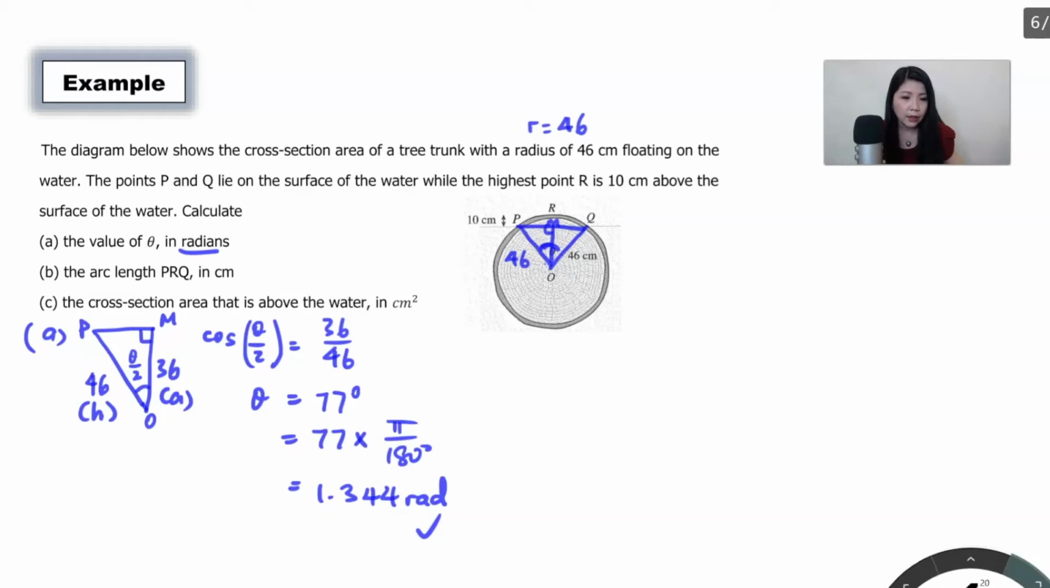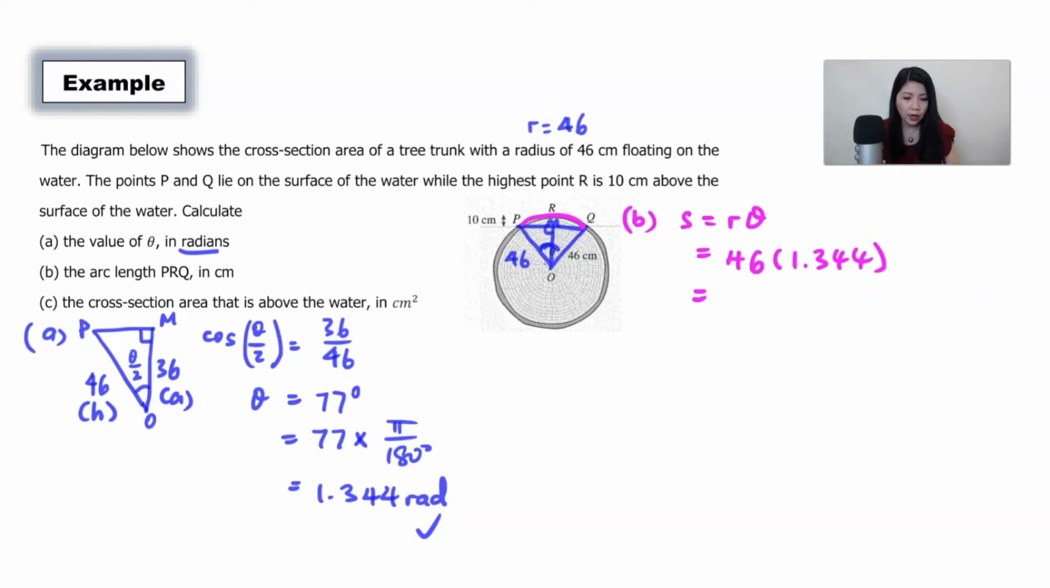Now let's solve for B. Find the arc length PRQ. PRQ is over here. We're going to use the arc length formula. The arc length formula is S equals R theta. We know our radius R is 46, and the theta that we found just now is 1.344 in radians. We apply it in here and calculate. 46 times 1.344, we get 61.824, and the unit is cm. So that's the answer for B.